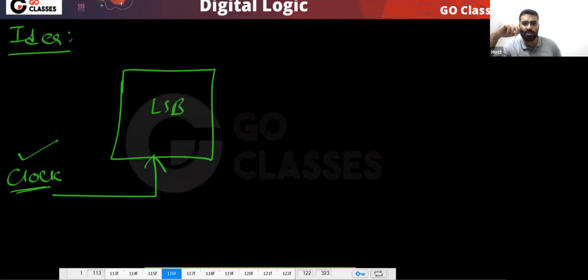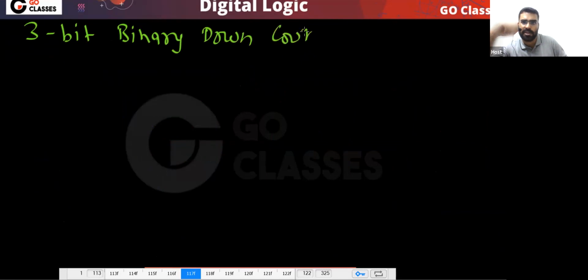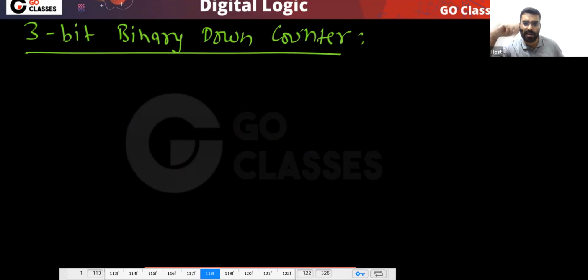So we have seen the implementation of this counter. Understood? Using this idea, everything will become very clear. In the exam, whatever they give you, you can directly do it. So what is the binary down counter implementation? Let's see the 3-bit binary down counter. Okay, so what are the two implementations?